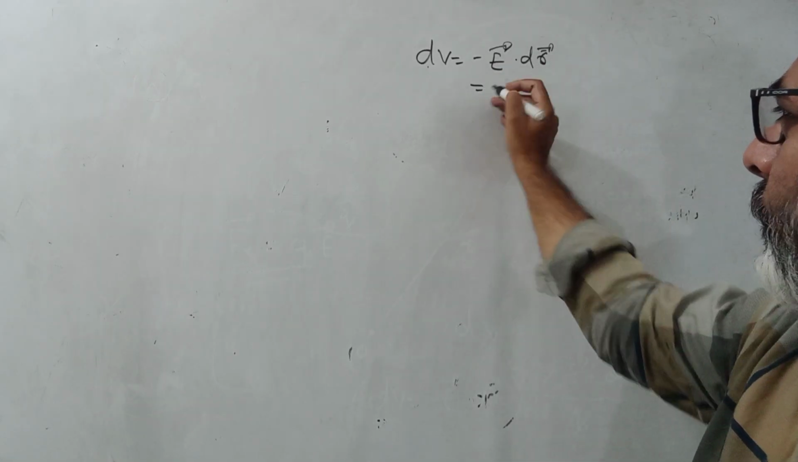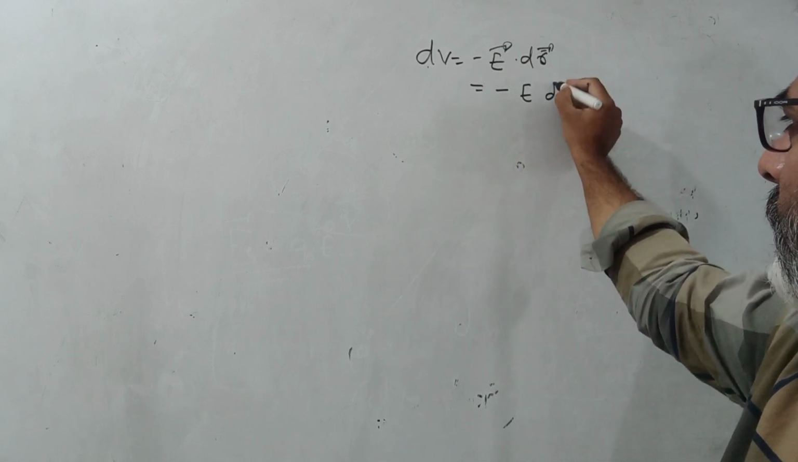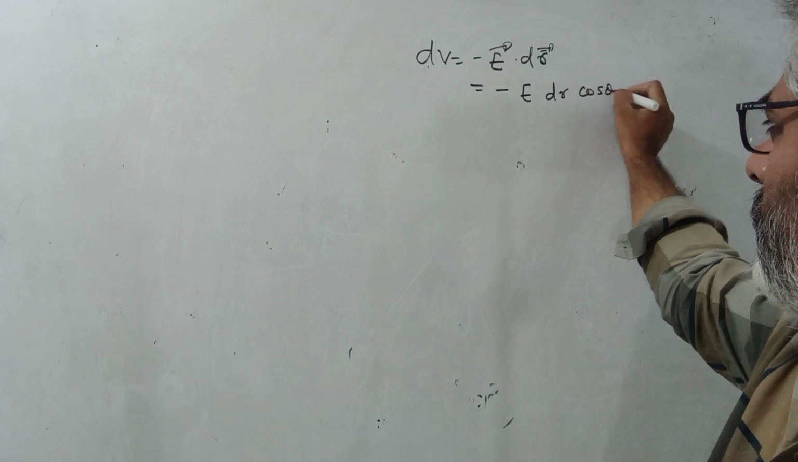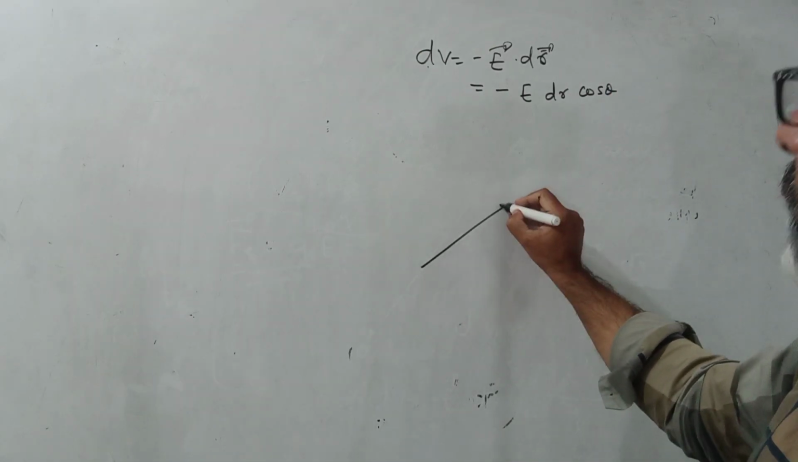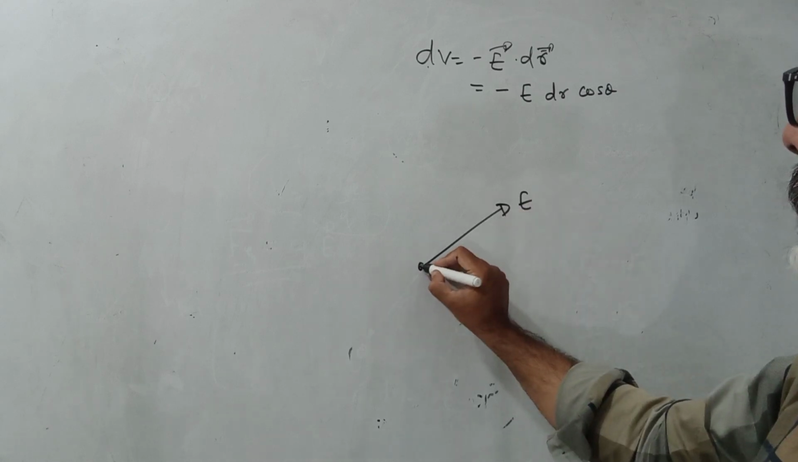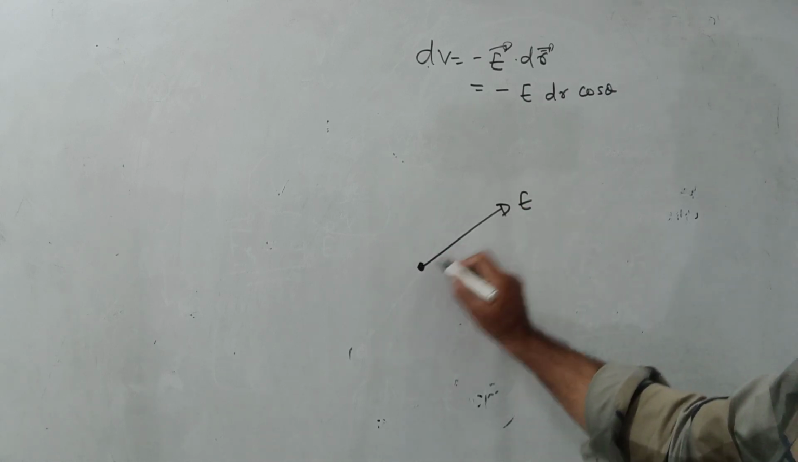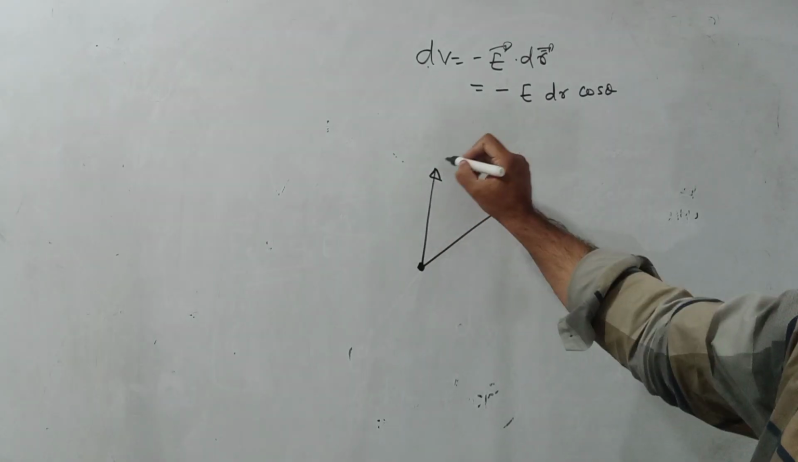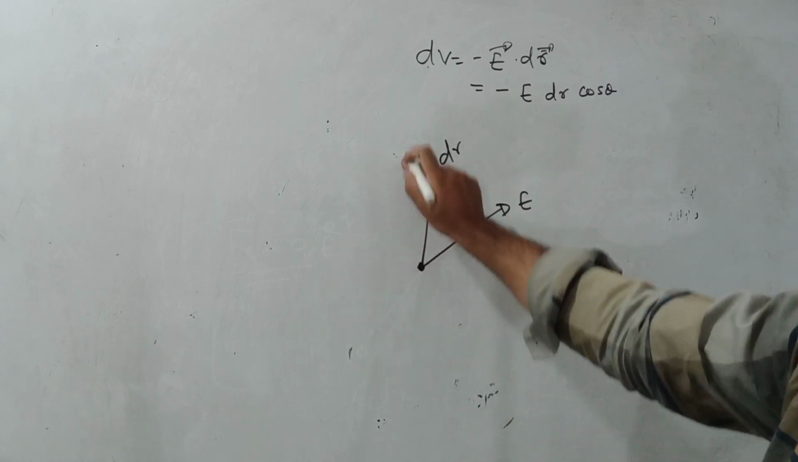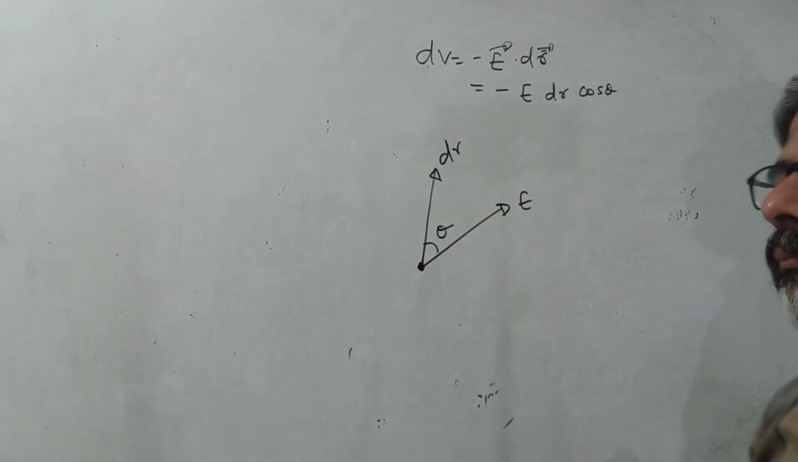Now you all know physics, you know the dot product, you can also write this as minus E into dr into cos theta. Now suppose the electric field is like this at this point P, and electric field at this point P is in this direction and I am displacing it in this direction, let us say. So dr is in this direction and E is in this direction. The angle between the two is theta.